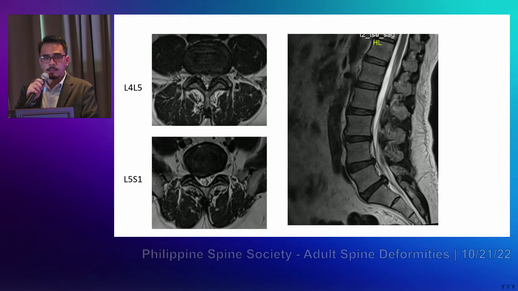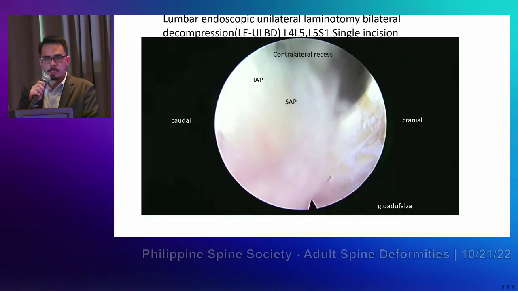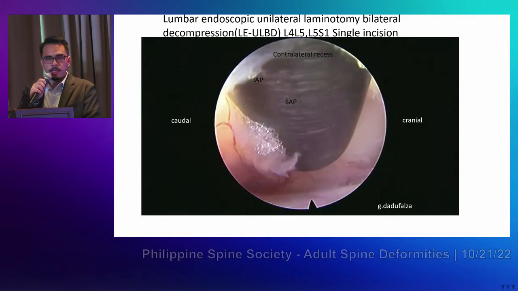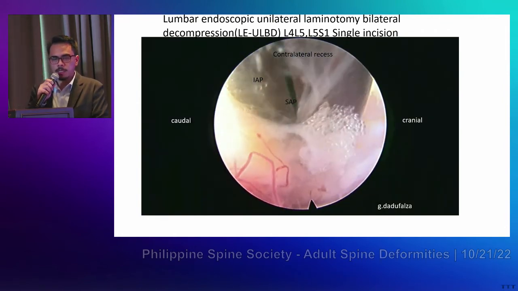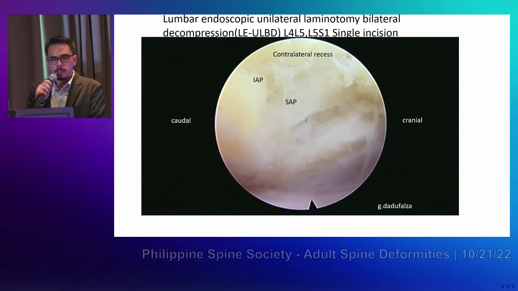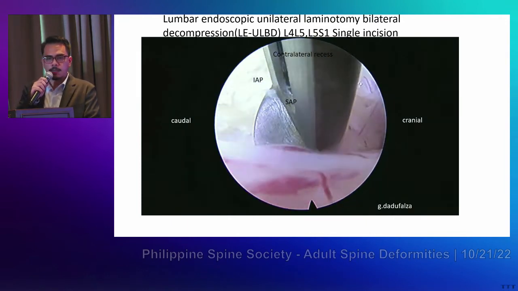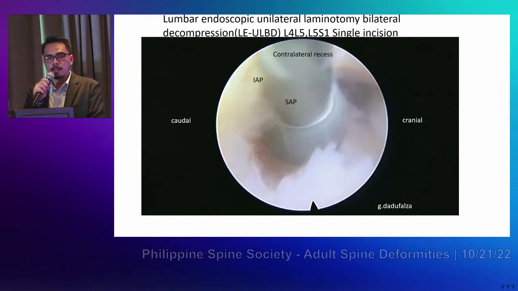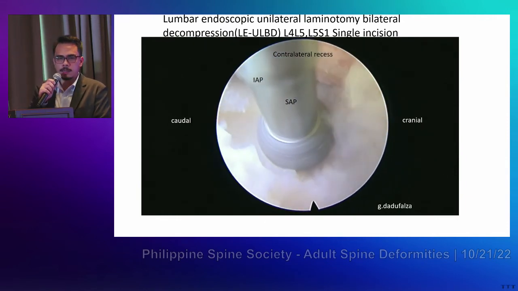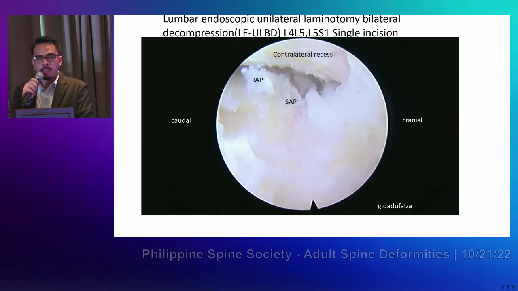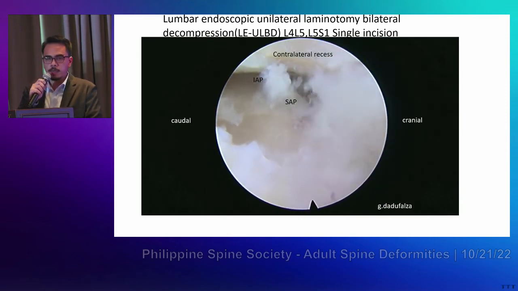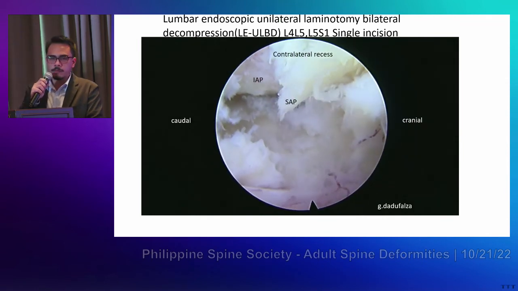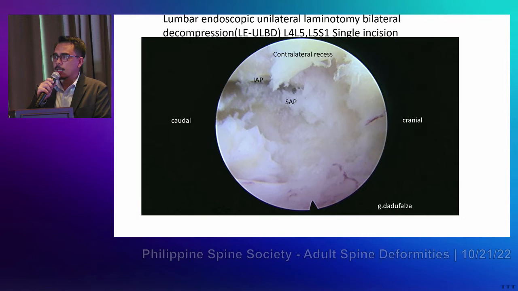paracentral disc herniation. So this patient underwent a 2-level endoscopic decompression using the ULBD at L4, L5, L5S1 with a single incision. So in the video, we are at the contralateral lateral recess. This step shows you the drilling of the contralateral SAP to decompress the contralateral traversing nerve root. You can see that with the endoscope, you have superior visualization of the neural structures and excellent retraction of the nerve using the saline pressure.